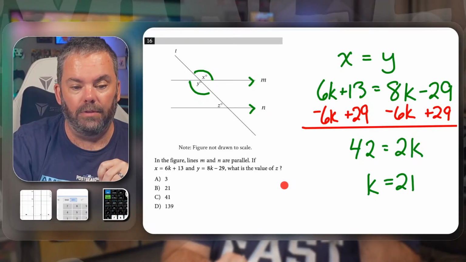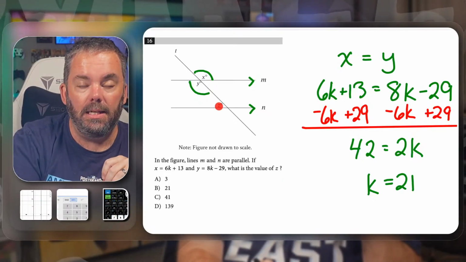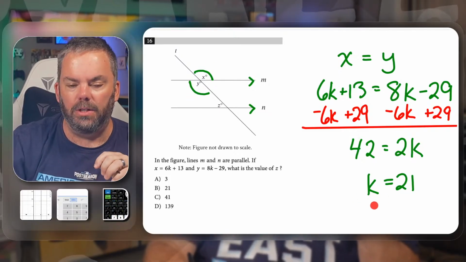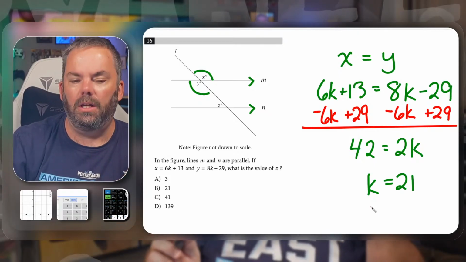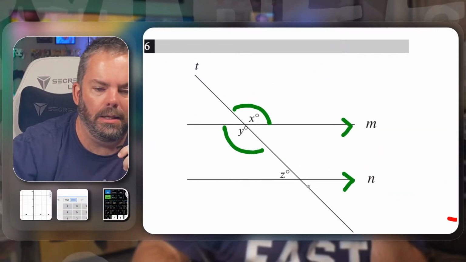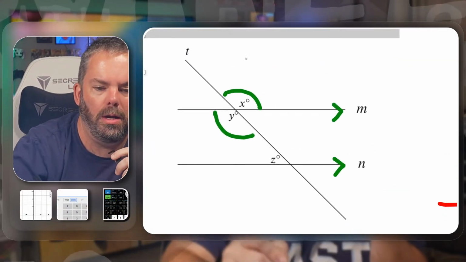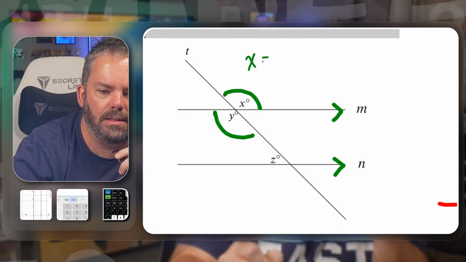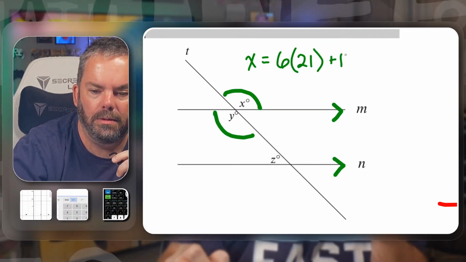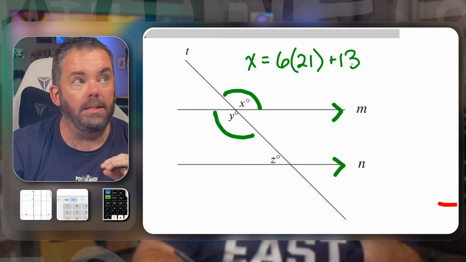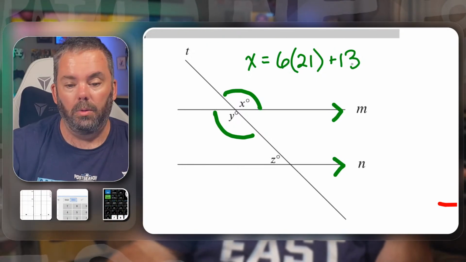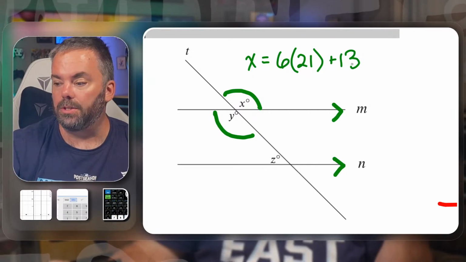So what are we going to have to do? Well, in order to find Z, there it is, we're going to have to find X and Y. And while we thought we did that, we didn't. We just found K. So let's now actually find angle X. Okay? So to do that, I'm going to zoom back in here. If K is 21, then X, remember, was 6 times K plus 13. So now that we know that K is 21, we just have to do 6 times 21 plus 13.